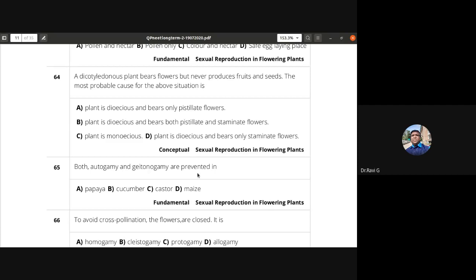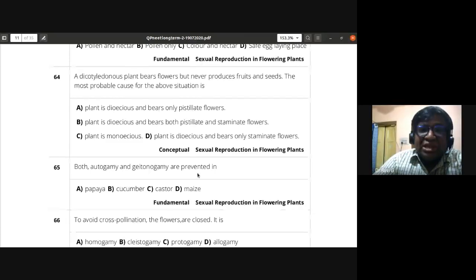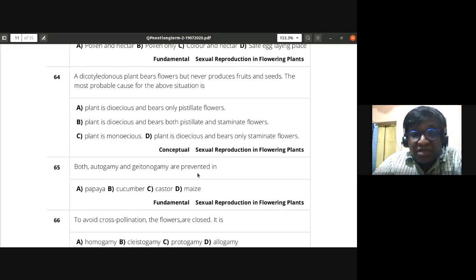This is a very interesting question. A dicotyledonous plant bears flowers, but they never produce fruits and seeds. The most probable cause for the above situation is: the plant is dioecious and bears only pistillate flowers. See, pistillate flowers means female flowers. They can produce fruit and seeds. Okay, so that statement is wrong.